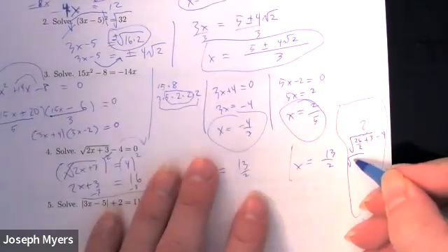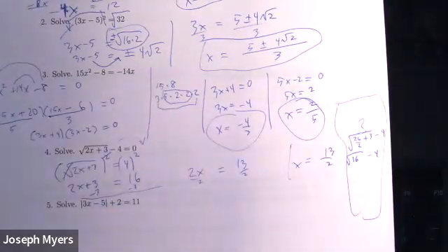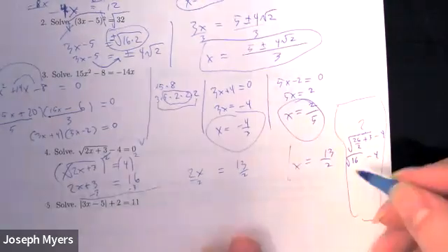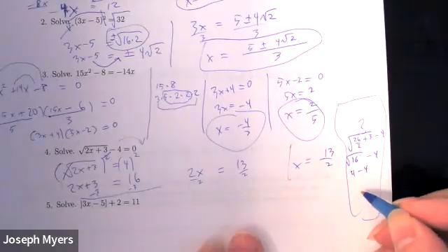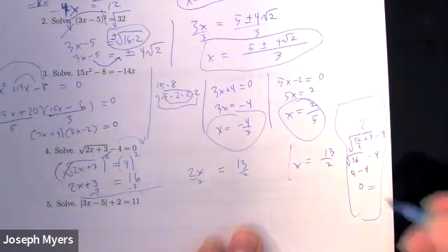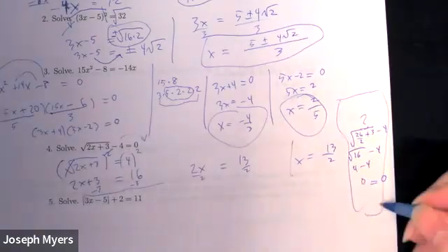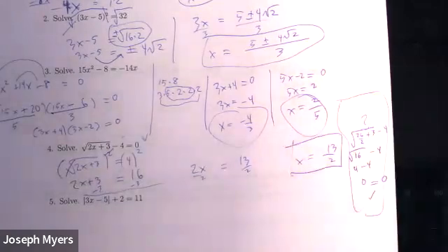What is 13 plus 3? And then what is square root of 16? And what is 4 take away 4? And what was the other side of the equation equal to? It was equal to 0 originally, right? So it checks that this equals 0. So then put a check mark beside this, and then put a box around the answer.